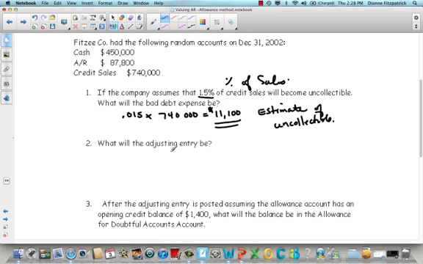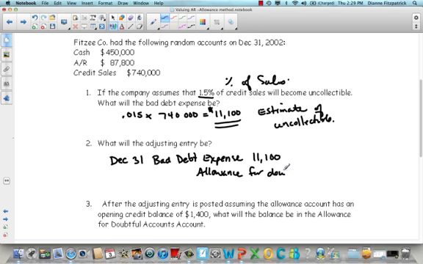So what is the adjusting entry? We've done the math, which is the easy part. So the adjusting entry, remember, adjustments are done on December 31st of the year end. So it's always going to be bad debt expense, 11,100, and allowance for doubtful accounts. Yes, you have to remember this.